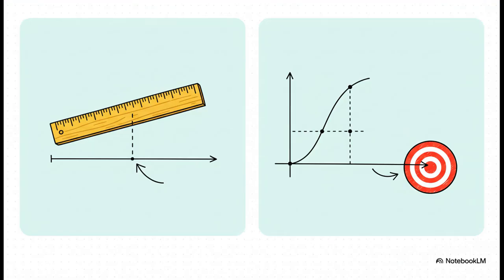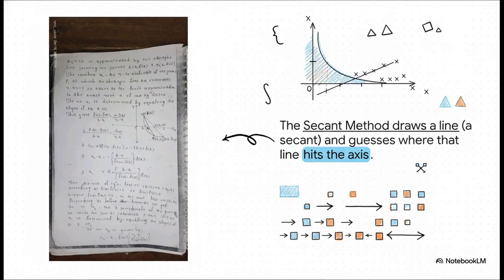Oh yeah, we can. This is where the secant method comes in. Instead of blindly picking the midpoint, this method actually looks at the function's values to make an educated guess. It uses the steepness of the curve to literally take aim at where it thinks the root is going to be. So here's how it works.